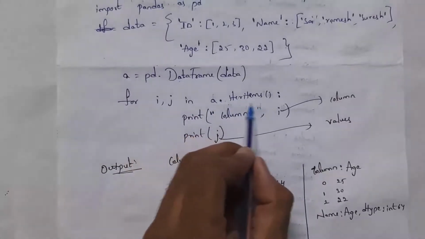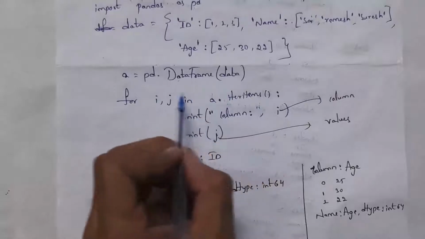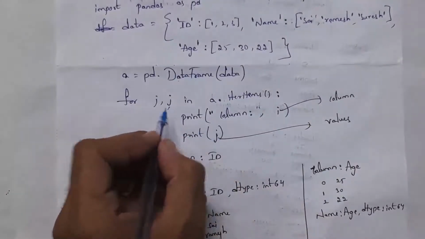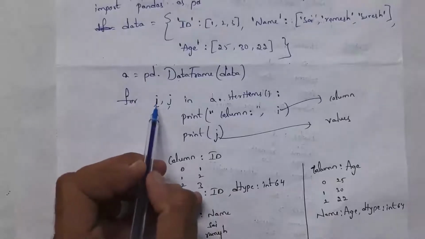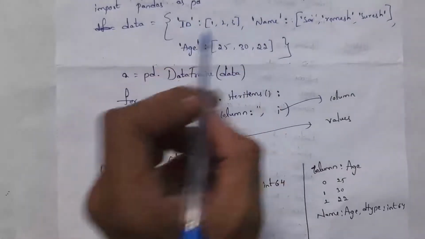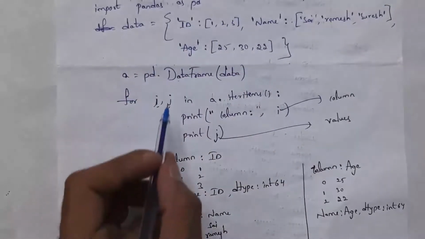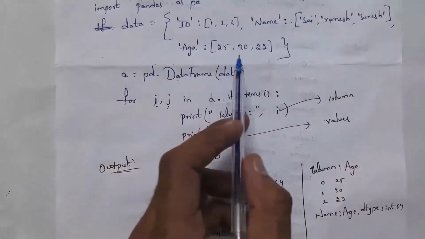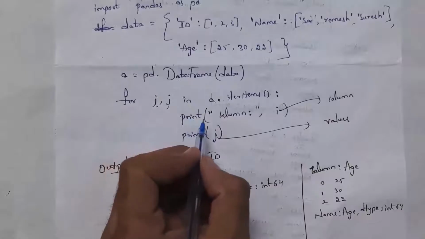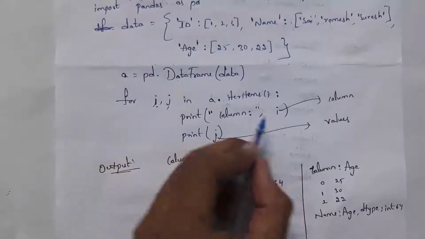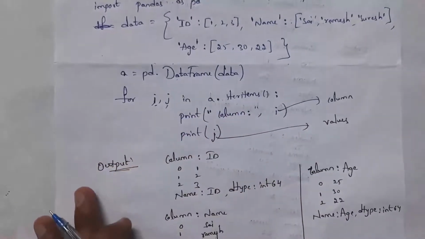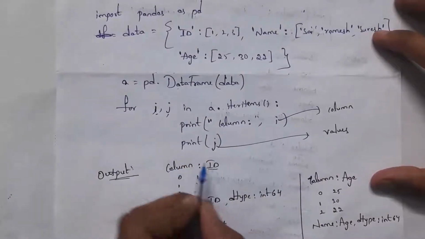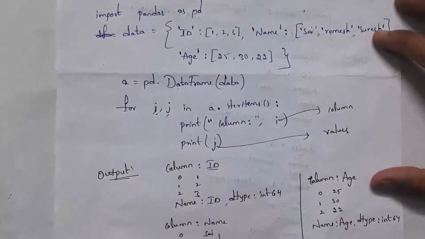Guys, whenever you write this line of code, my columns are stored in variable i and values are stored in variable j. That is nothing but variable i will store columns ID, name and age, and variable j will store values 1, 2, 3, Sai, Ramesh, Suresh and 25, 30 and 22. So whenever you write here print 'columns', i and print j, this is my output. So at first it will print the first column name, that is column ID, and next j will print values.